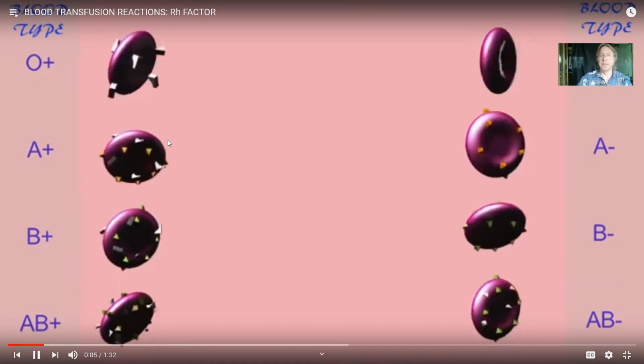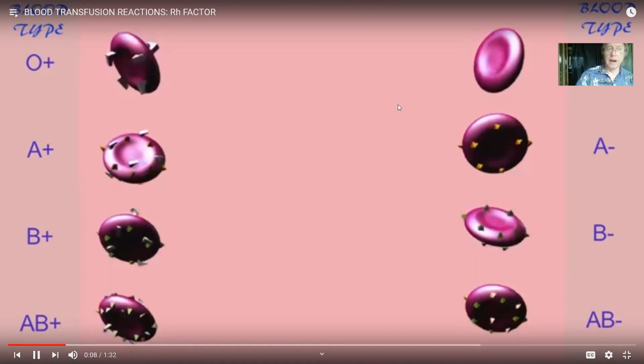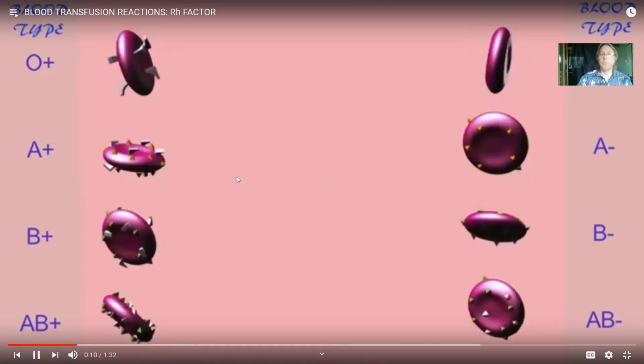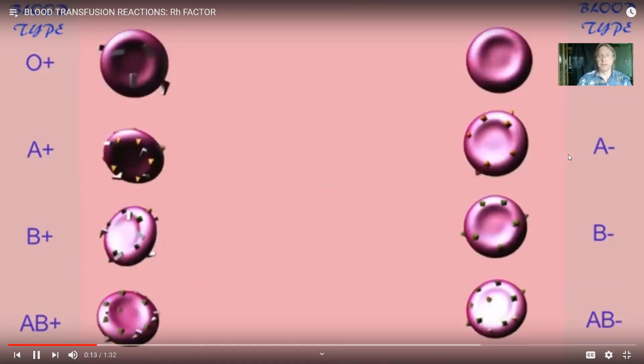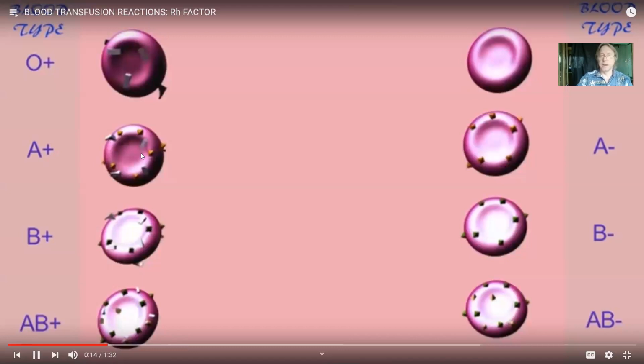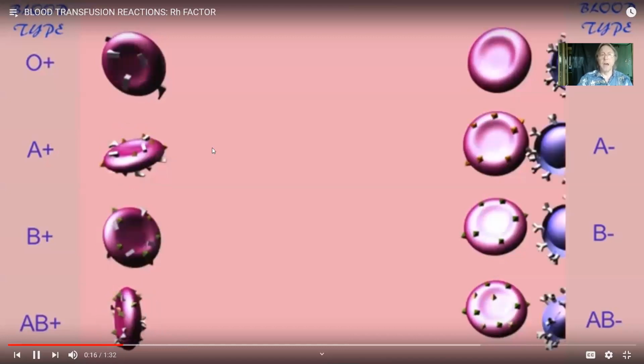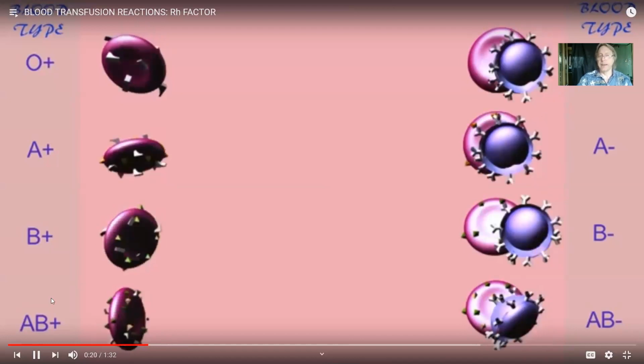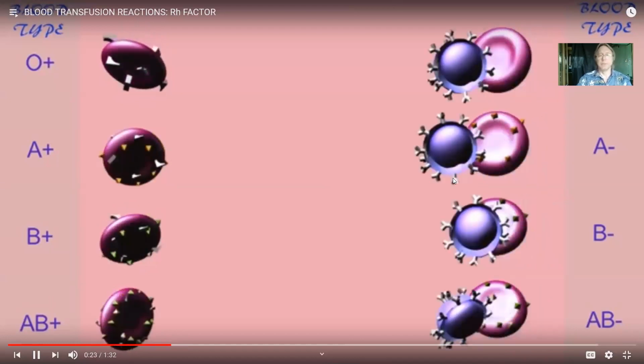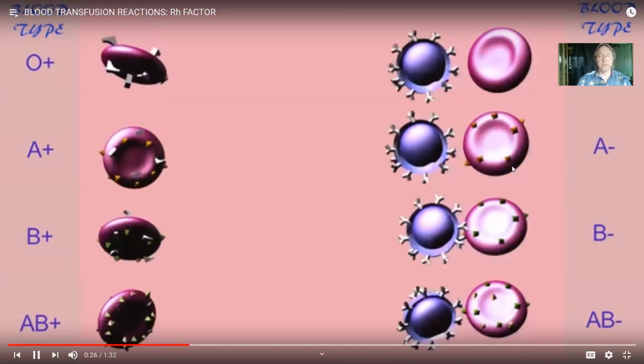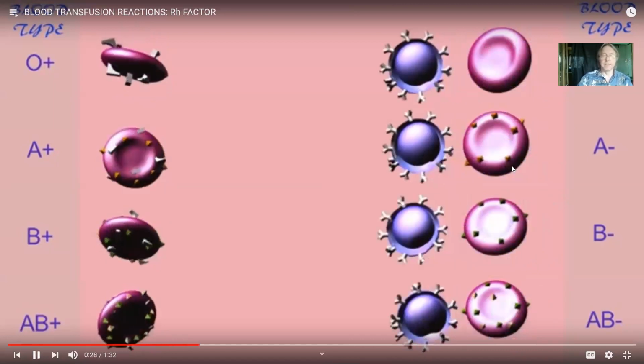All right, so some of these have the white Rh factor if you're positive, and some don't if you're negative. O positive has the white Rh factor, O negative doesn't. Both A's have the yellow triangles, but A positive has the white Rh factor, but not A negative, etc. So the thing that makes A positive different from A negative is the white Rh factor. What makes B positive different from B negative is the white Rh factor. AB positive from AB negative, the white Rh factor.